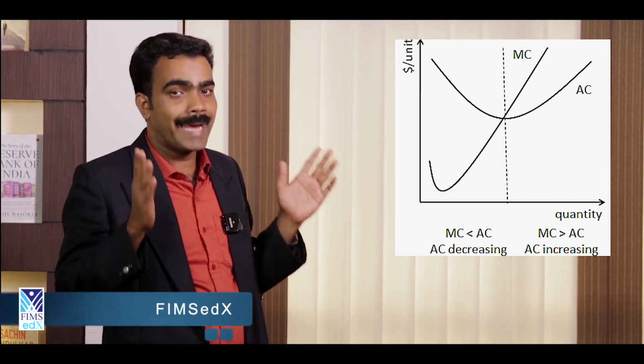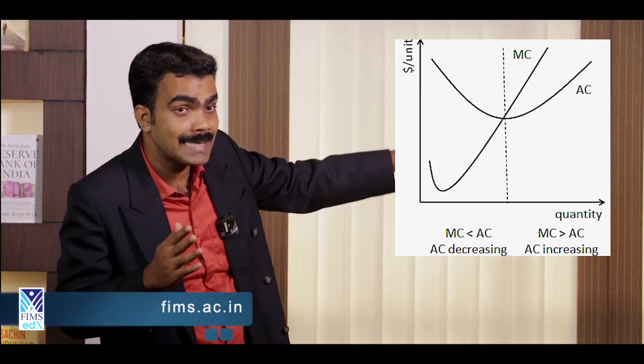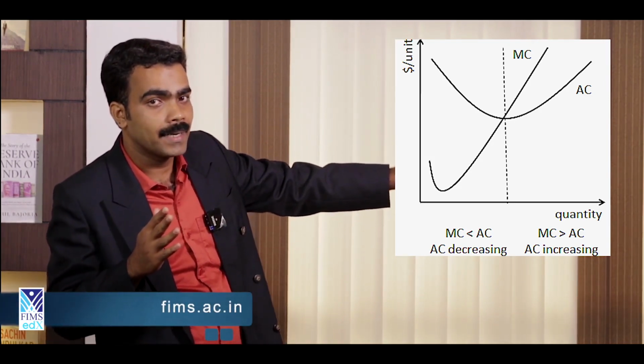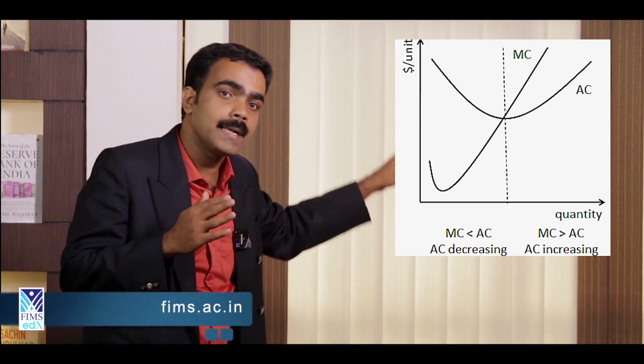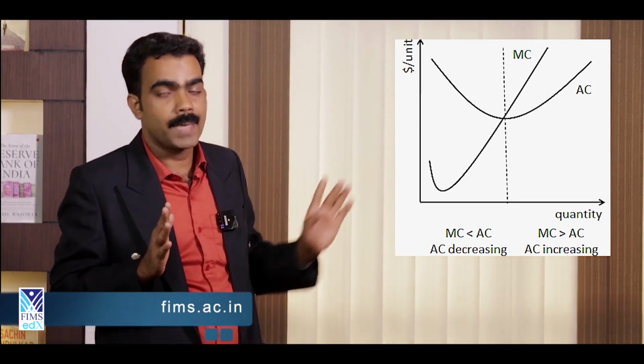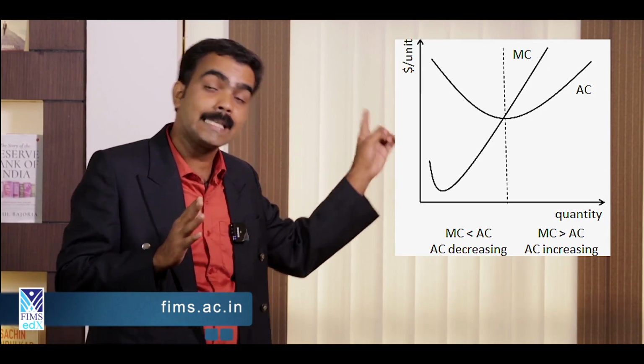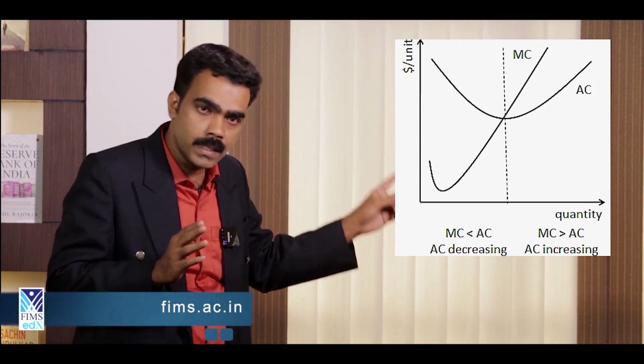Always be very careful about these two functions, MC and AC, and how they are related. When average cost is minimum, MC intersects the average cost. MC touches AC where AC is minimum. Marginal cost touches the average cost where the AC is minimum. That is the conclusion about your cost curves.